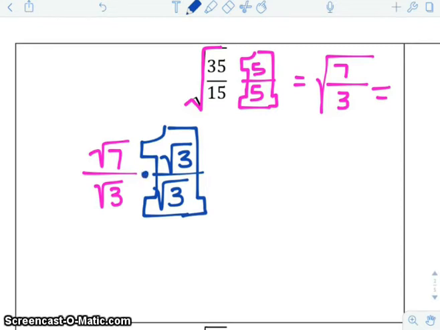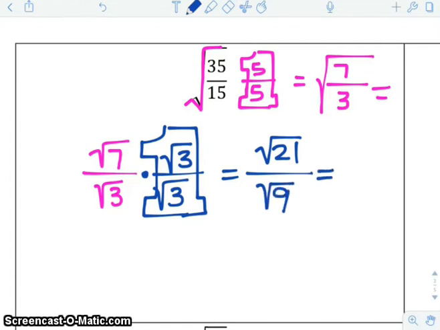Think back to when we multiply radicals. I multiply coefficients, I multiply the radicands. Think back to when I multiply fractions. I multiply the numerators, I multiply the denominators. So radical 7 times radical 3 is going to give me radical 21, and radical 3 times radical 3 is going to give me radical 9.